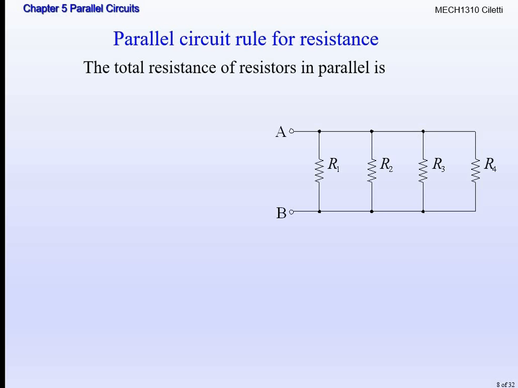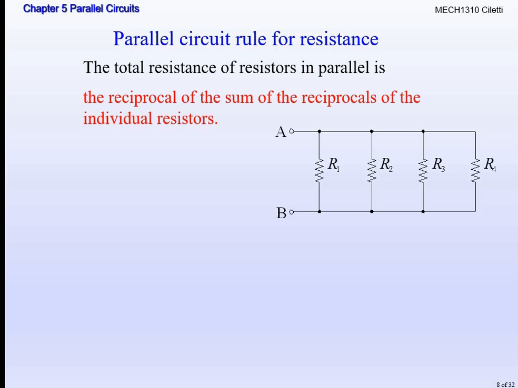So the total resistance is the reciprocal of the sum of the reciprocals of the individual resistors. Now that is wordy, right? That's confusing. We're thinking reciprocal, that's a math term. We're taking a reciprocal of a reciprocal. Well, remember, a reciprocal is 1 over whatever we're talking about. But now we're going to go 1 over whatever we're talking about. So I know that sounds confusing, but this is really what it means here.